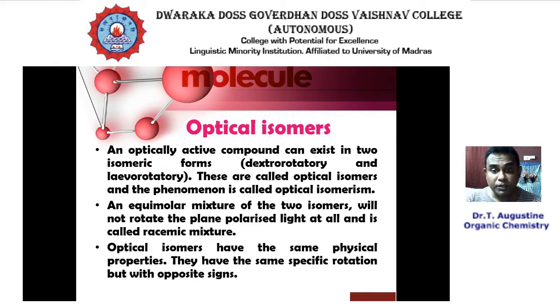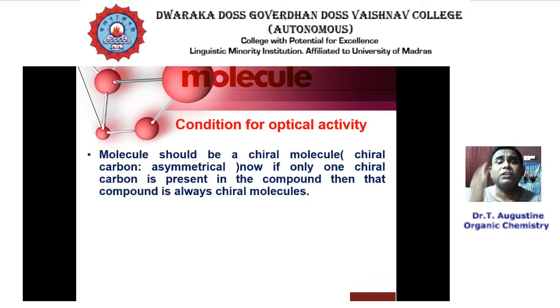Optical isomers have the same physical properties like melting point and boiling point, and they have the same specific rotation values but with opposite sign. That is the only differentiating criterion based on which we can differentiate an optically active compound, especially an enantiomer. Now, what are the conditions for optical activity?